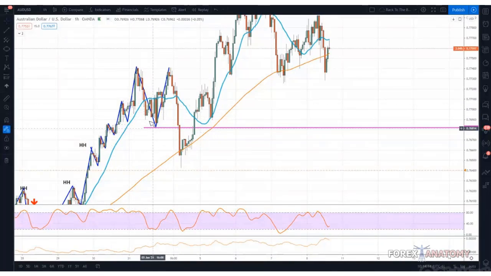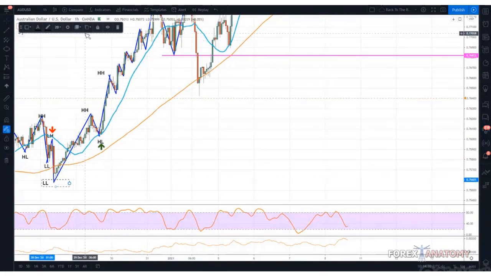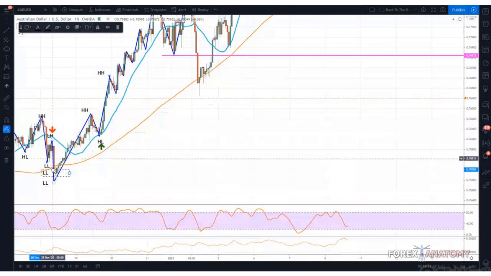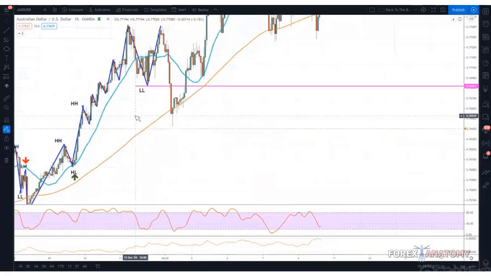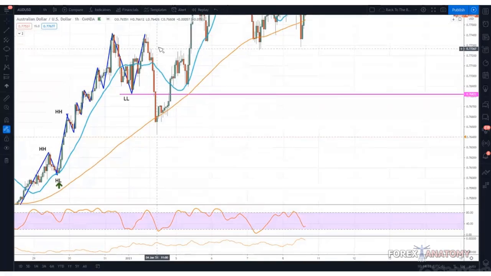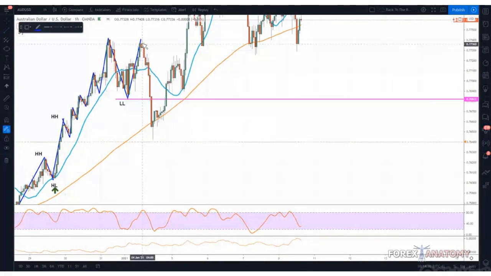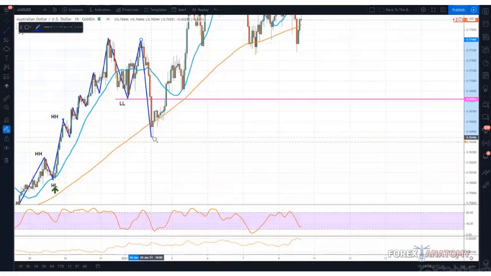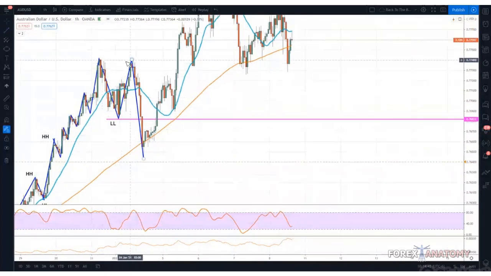So then in this case right here, we have price create... let me clone this. Price creates a lower low in this case. And then we see price give us another impulse leg lower. Now, are we in the downtrend yet? No, we're not, right? Because price formed an equal high.